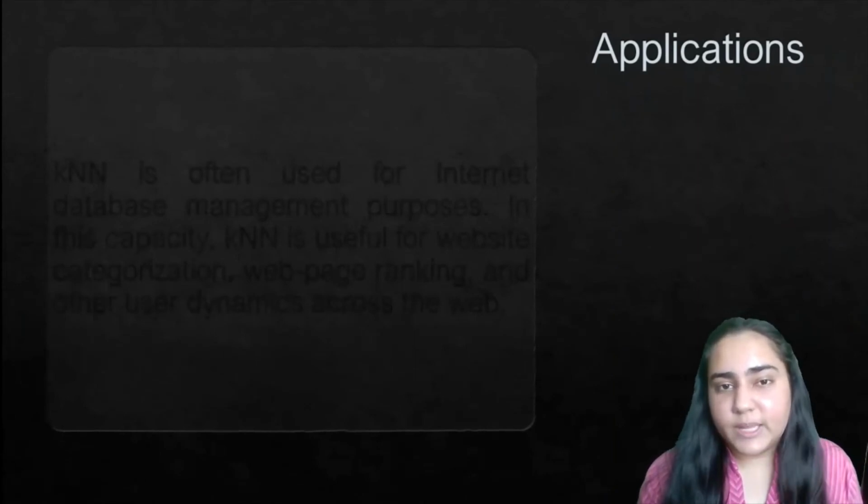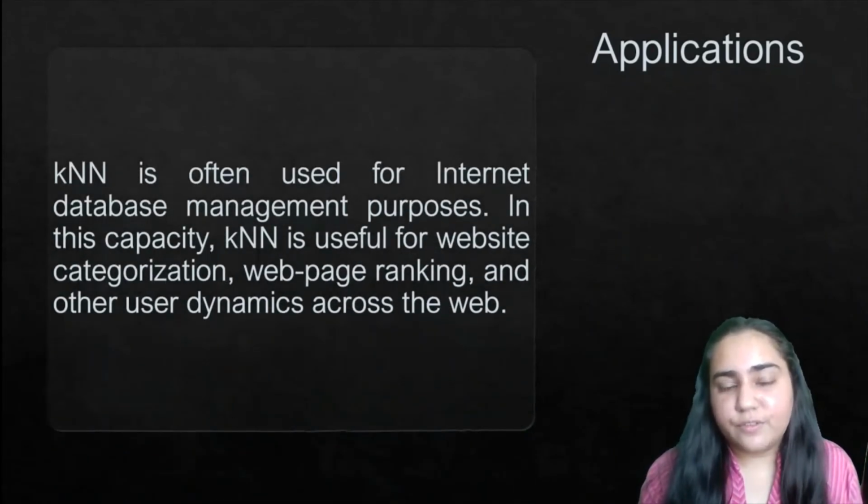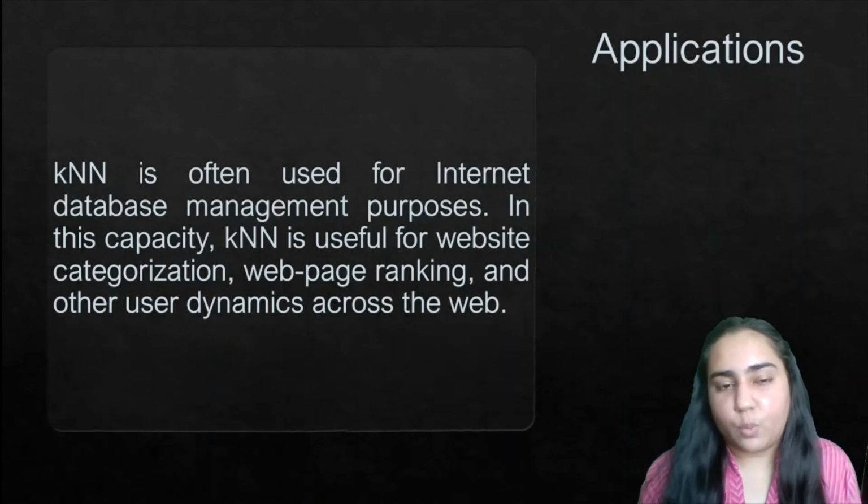Let's look at some of the applications of kNN. kNN is often used for internet database management purposes. In this capacity, kNN is useful for website categorization, web page ranking, and other user dynamics across the web. So if you want to classify websites, which website is educational, which is for entertainment purposes, kNN would do well. If you had to do web page ranking, kNN would do well. And if you had to find out user dynamics across the web, then also kNN would be the go-to algorithm.